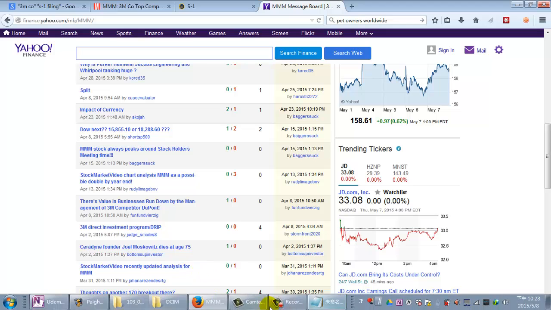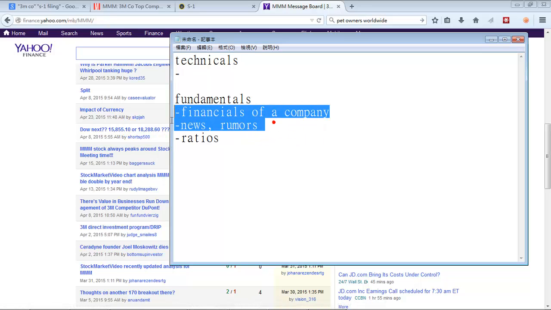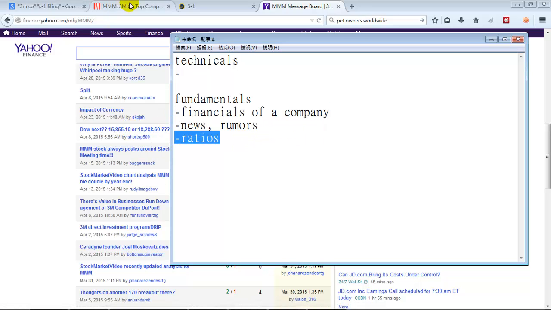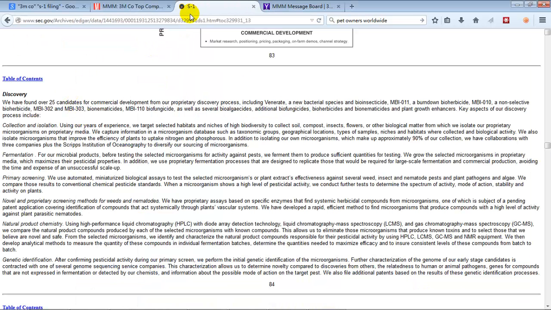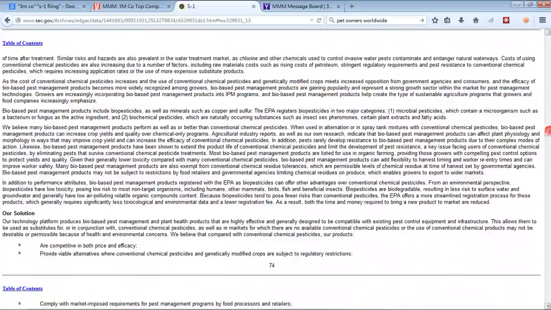That is the fundamentals. I'm going to get to the technicals in the next video because I don't want these videos to be long, so let's do a quick review. Go to Morningstar.com for financials of the company. For news and rumors, Yahoo message board is good, and for ratios, you can also go to Morningstar.com. And for everything else about the company, check the S1 filing that a company must create before going public.